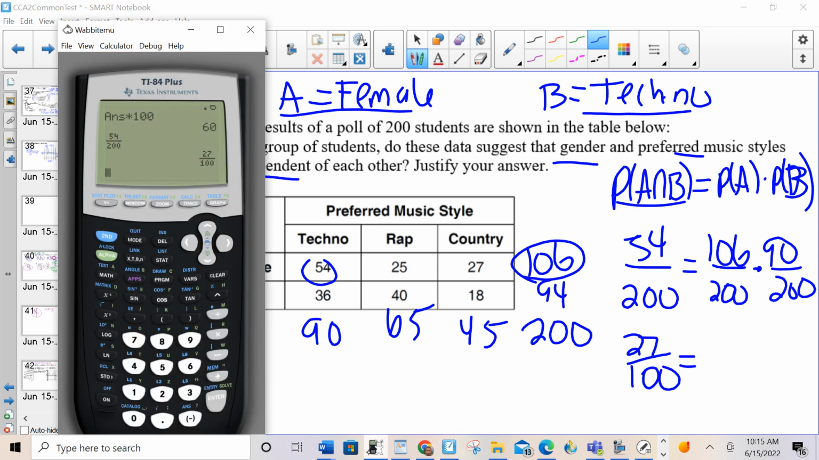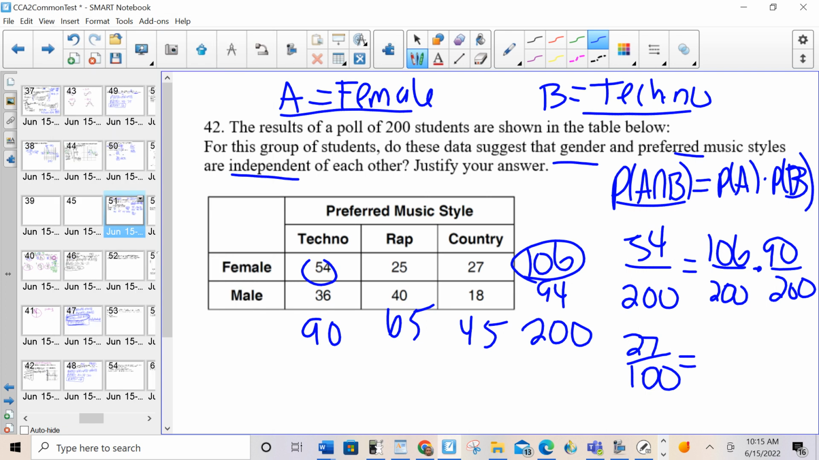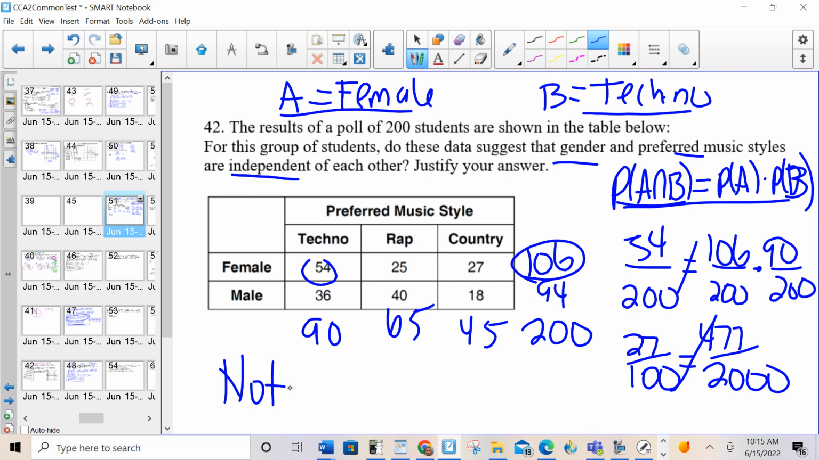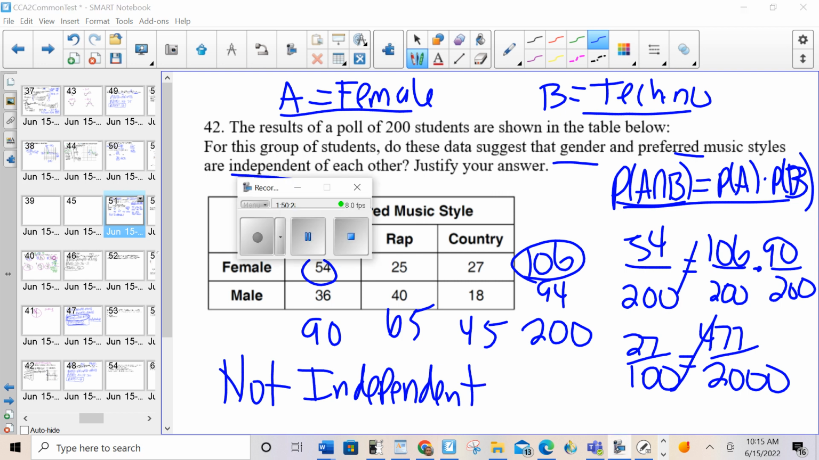Let's type the right-hand side into the calculator. 106 over 200 times 90 over 200, 477 over 2000. Are they equal? No. This formula shows independence. Since it's not equal, they are not independent. Pretty much every region seems to ask a question on that.